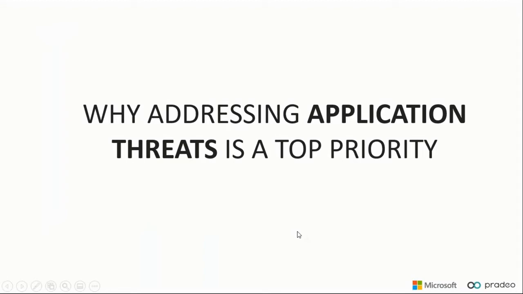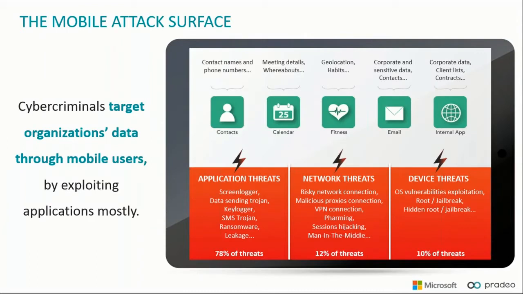So today we'll see why addressing application threats is a top priority. When we look at mobile security, first of all, we need to understand what we want to protect. Today, our mobile devices are a gold mine of sensitive data. Users store on mobile devices a big amount of sensitive information like contacts, names, phone numbers, professional emails, location information. They also access internal applications which have direct access to corporate servers, databases, corporate emails, client lists, and non-shared files, for example.